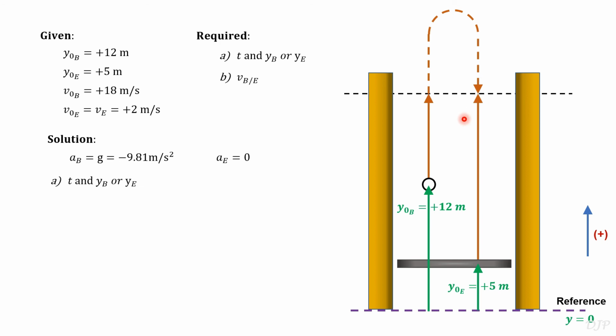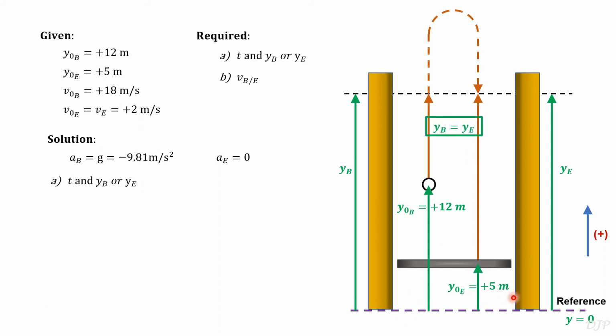So the question now is, which of the two should we consider in our analysis? To avoid such complication, what we will do here is consider only the final positions of the ball and the elevator. Whatever path they take, their final position must be equal with respect to the reference. Later on, this will serve as a way to relate the two different motions.